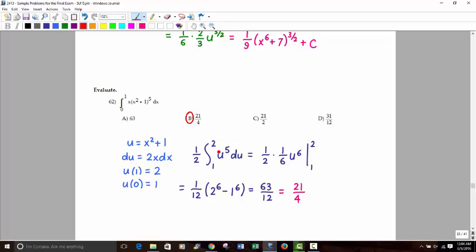So the antiderivative of u to the 5th would be 1/6 u to the 6th. And the 1/2's there, so you have 1/12. Put 2 in there, you get 2 to the 6th, minus 1 to the 6th. You end up with 63 inside here, so it's 63 over 12, and that reduces to 21 over 4. So that would be the correct answer.